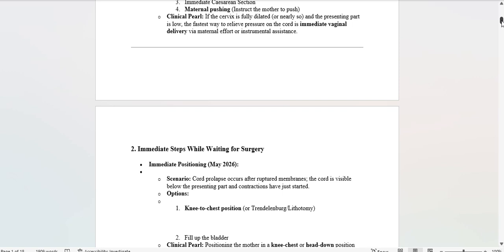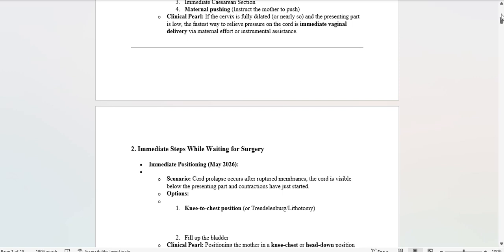And then the other thing is that we will elevate the presenting part of the fetus. We will put our hand and elevate the head of the fetus. When we elevate the head of the fetus, there is less pressure on the cord, right? We cannot do that elevation for a longer period of time with the hand. So the alternative is that we will use the bladder technique. We fill the bladder catheter with 500 to 750 ml saline, and then we elevate the presenting part with that catheter.